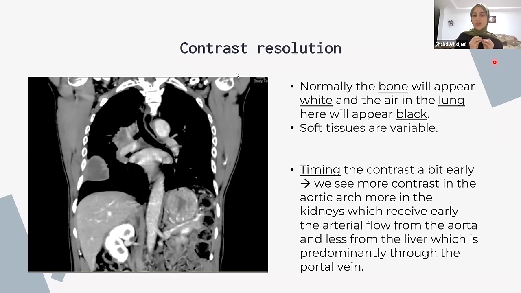When you first introduce the contrast, some things will light up, and then if you wait, the shades of other things will change. So if you time it a bit early, what will light up? Here you have, for example, the aortic arch, and the arteries will receive the contrast first, so they will start lighting up. So if you have the early image after introducing the contrast, you will see the aortic arch will be bright, and the kidneys, which receive the arterial flow from the aorta, will be dominantly bright. So here you can see the kidney will be lighting up because this is early contrast. Later on, the contrast will start moving, and then you'll see specific details. But we'll talk about contrast later. For now, just remember that bone is white, air is very black, and then soft tissue will be different shades. So this is for contrast resolution.